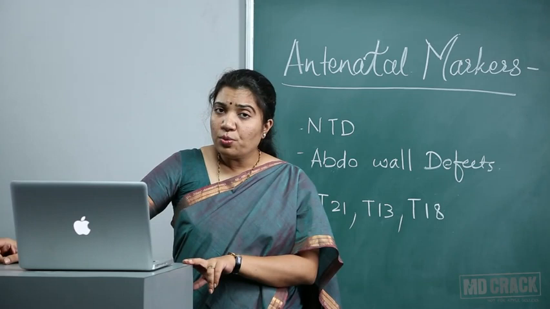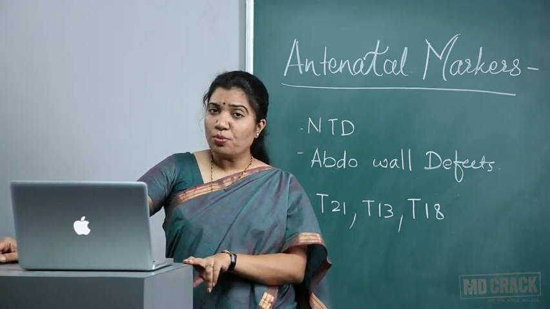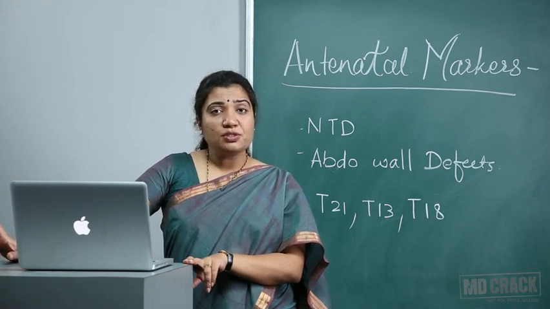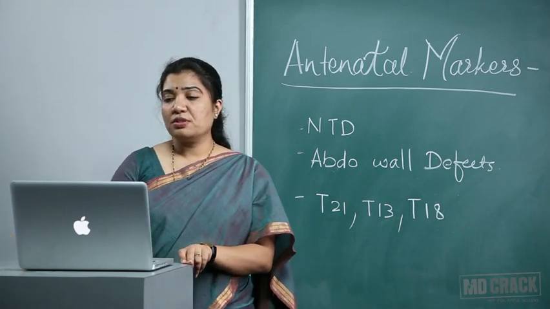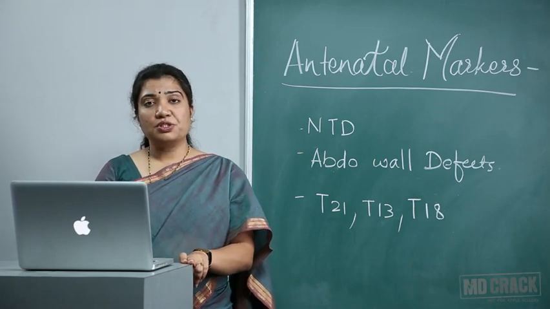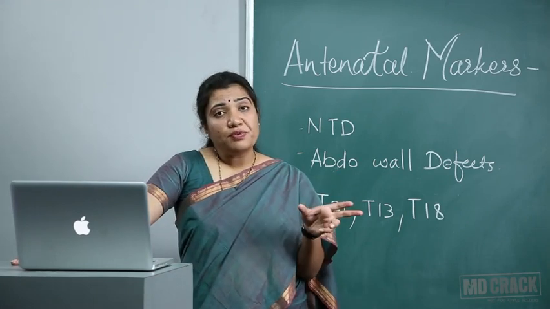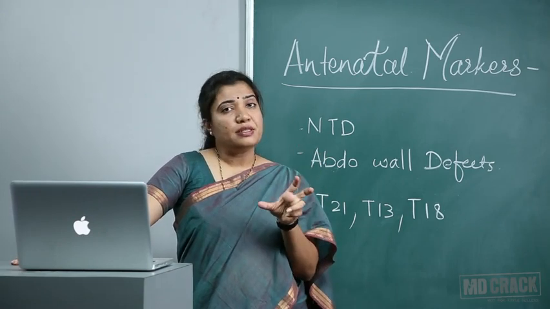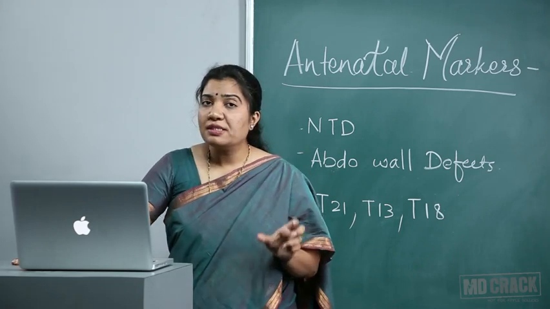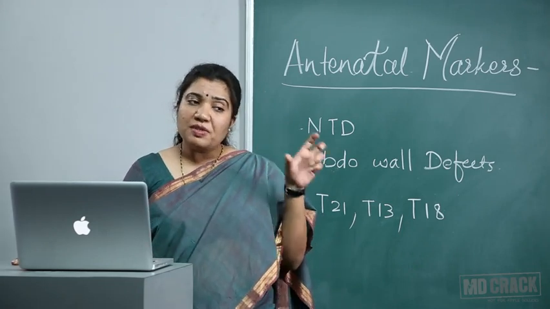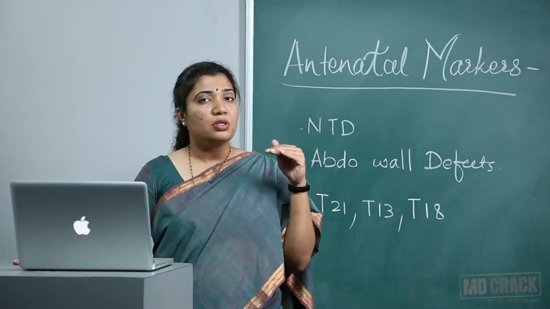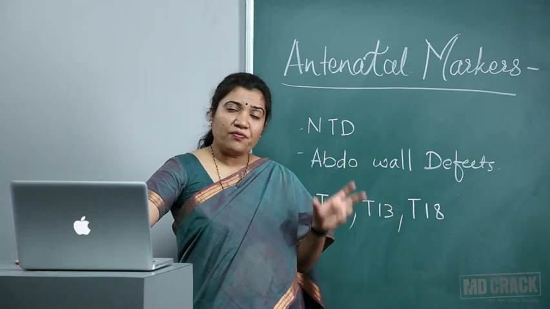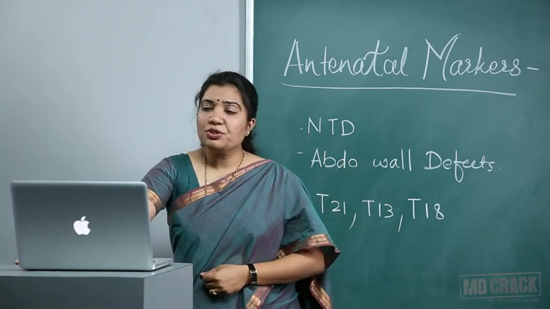So when we add nuchal translucency to the two markers, the sensitivity of the test increases to almost 90 to 93%. Some claim even 96% sensitivity. This is done from 11 weeks to 14 weeks because the time to measure the NT is ideal in that phase. The baby's size, CRL, and position are adequate to measure NT at that time. After that, it becomes difficult to have the baby in the position where we can measure the NT.